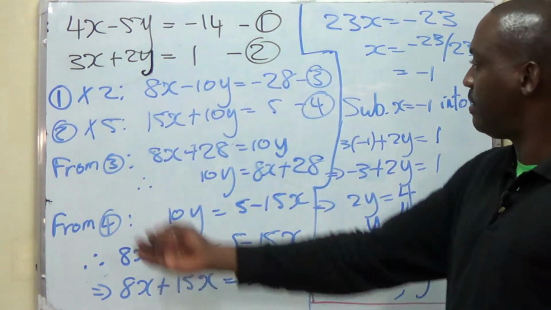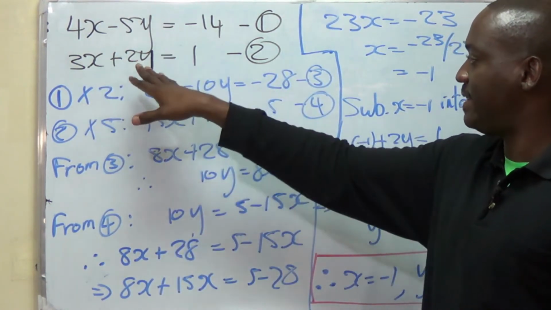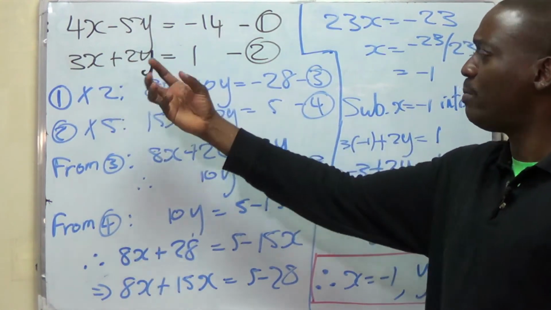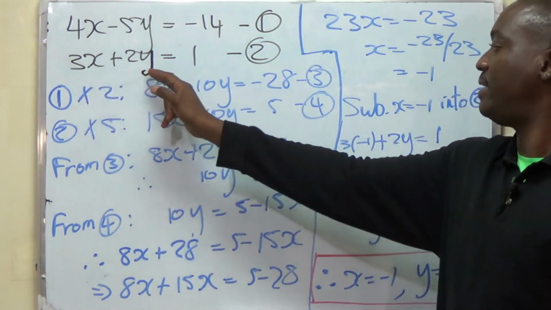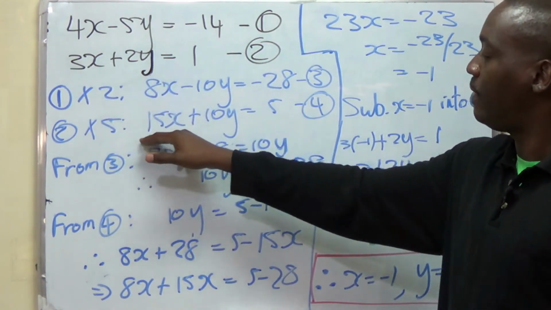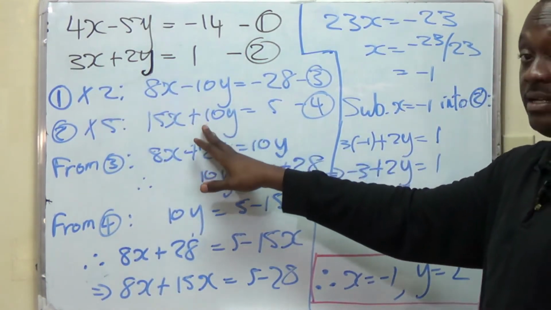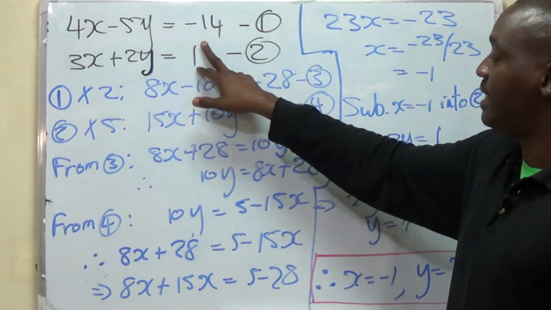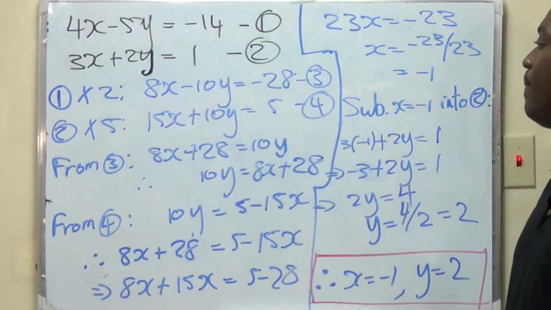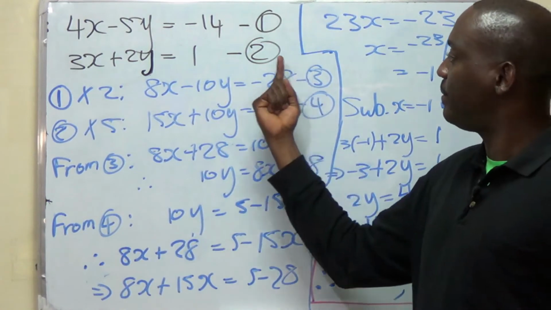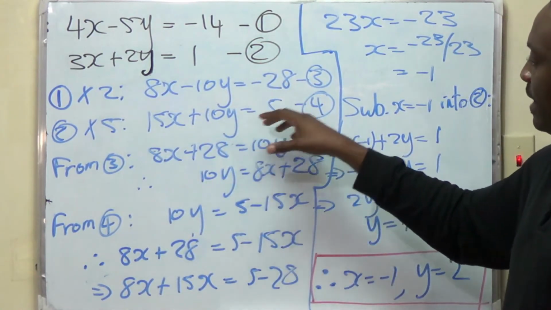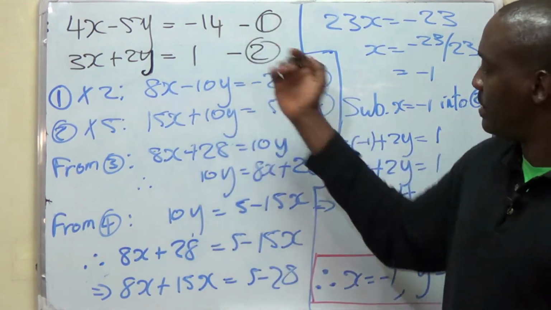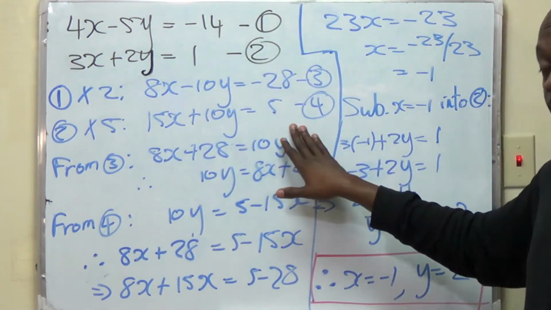And then in the case of equation 2, because we're trying to get 10 here and we have 2 here, we multiply equation 2 by 5. So you'll get 3x plus 2y on the left side, you multiply it by 5. You get 15x plus 10y on the left side. You have 1 on the right side here, multiply by 5, you get 5. So having multiplied equation 2 by 5, you now have 15x plus 10y being equal to 5. So you have equation 3 and equation 4.